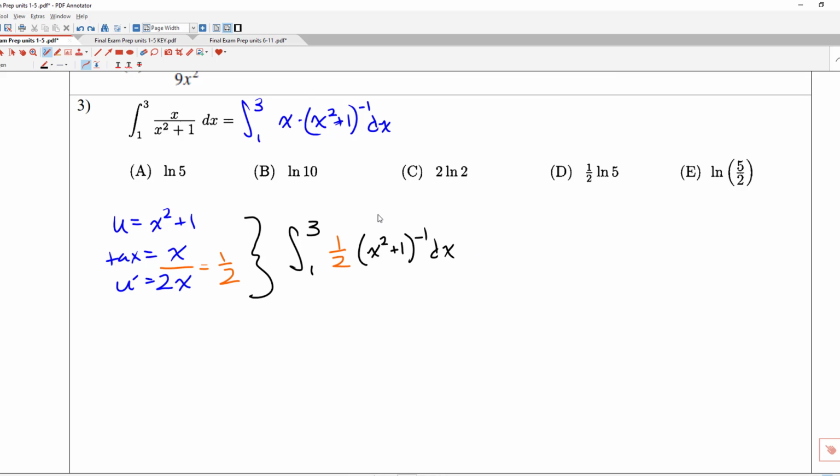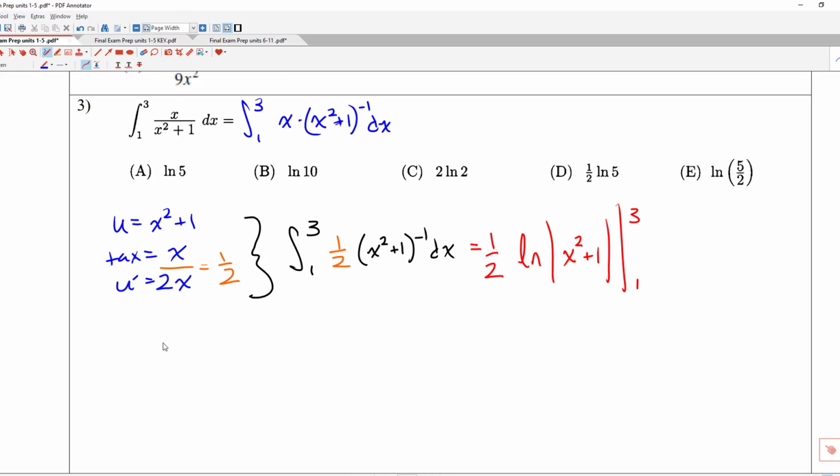So the answer here, I still have that 1/2 that's going to be out front, and this is going to be the natural log now of, I guess this should be absolute value still. Absolute value, x squared plus 1, and absolute value, and then that's evaluation bar between 1 and 3. So let's figure out what that's going to be.